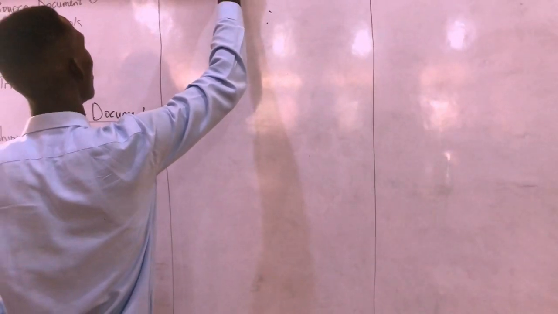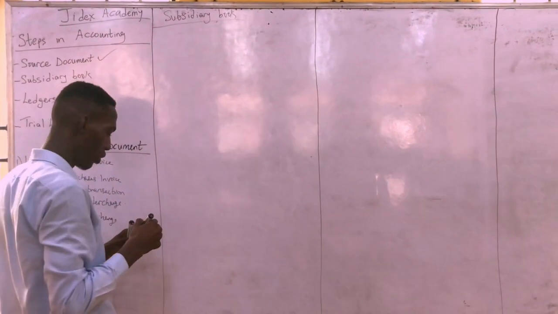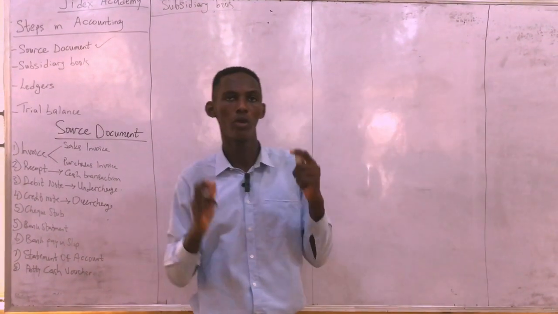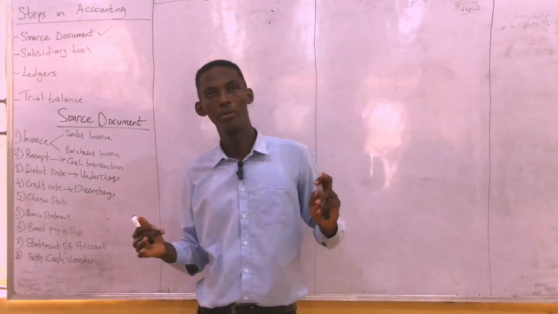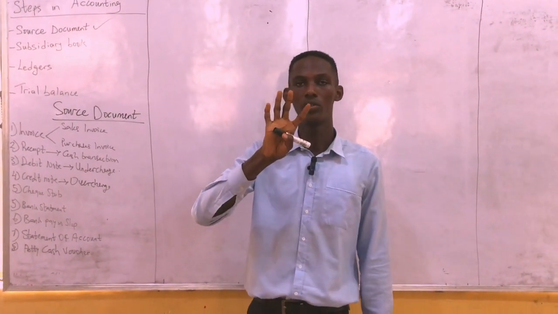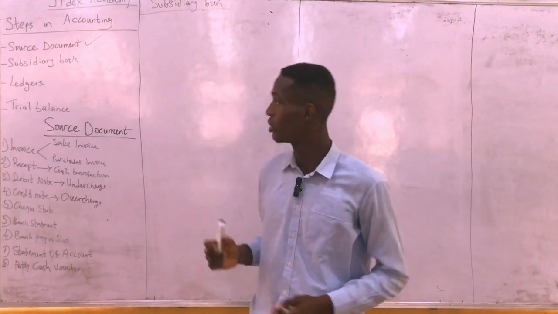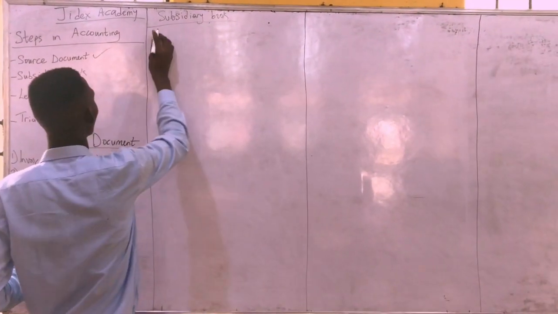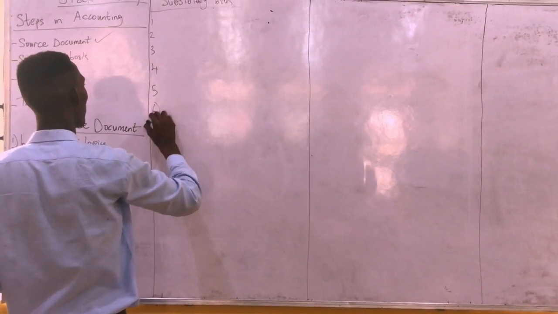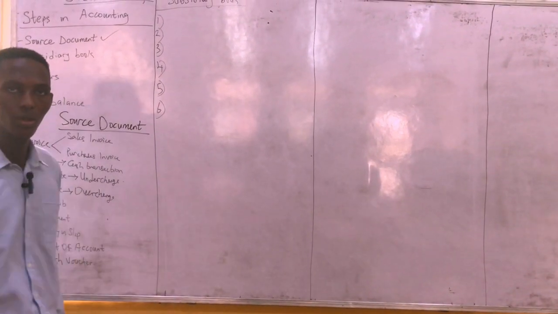The next one is subsidiary books. This is also known as book of original entry, book of prime entry. They call it journals or day books. You can call it any one of these four: book of prime entry, book of original entry, day book or journals. In total we have about six types of journals.